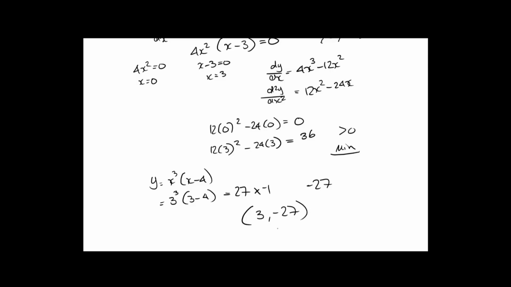So if y is x cubed, x minus 4 was the original equation, and we substitute in 3. So 3 cubed, 3 minus 4. So it's going to be 27 times negative 1, which is negative 27. So the local minima point is going to be at the point 3, comma, negative 27.